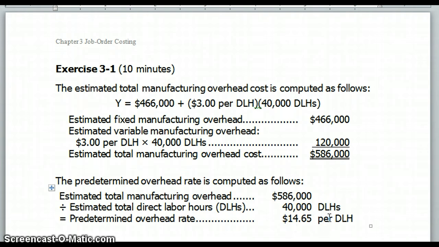$14.65 per direct labor hour, which means that in a job costing system, whenever a company has one direct labor hour allocated to a job, we will then need to allocate $14.65 of overhead to that job. This concludes our discussion of Exercise 3-1.